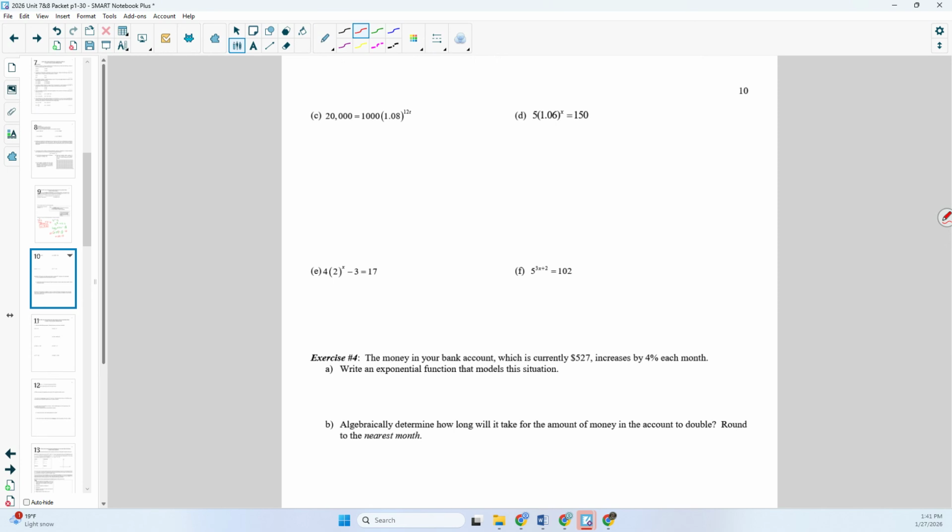So on the next page, I would suggest trying these 4 problems and then coming back and checking them. Maybe you want to watch the first one, but if you're ready, you can go ahead and try them. So looking at the first equation, this is a really probable situation. A lot of our equations have a number times the base. So we always need to get rid of that number because that's not part of the base. So 20,000 divided by 1,000 is going to be 20.